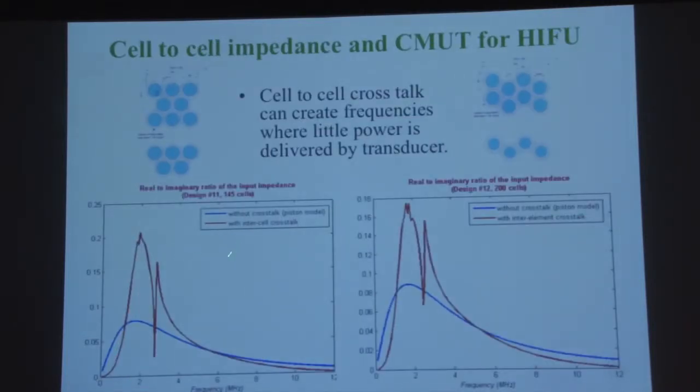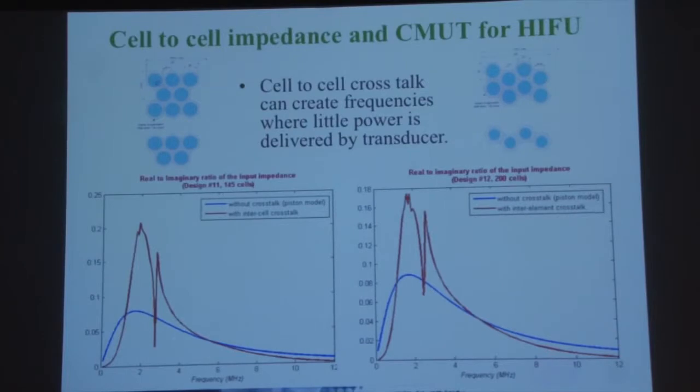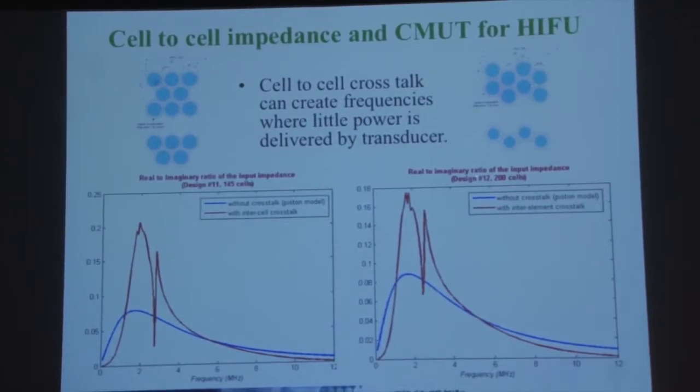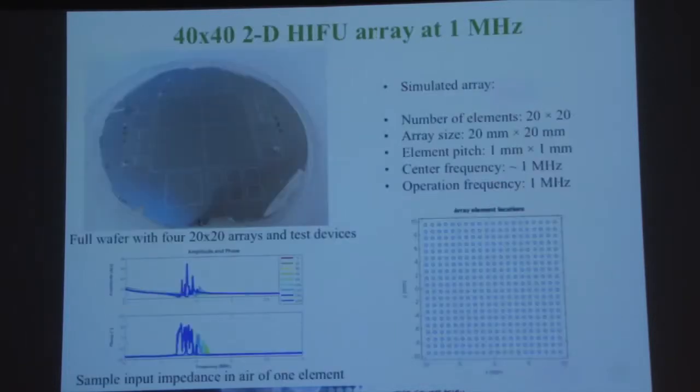The one important aspect of this, and Professor Atalar will say much more about this later, when you operate these devices in CW, is the mutual impedance between the cells, or cell-to-cell crosstalk. The reason that becomes very important when you're doing HIFU and CW operation is that during your operation you can end up at a frequency where there is practically zero output, because some plates are vibrating at one phase and others at the opposite phase, and you end up losing the energy that you're trying to get out.